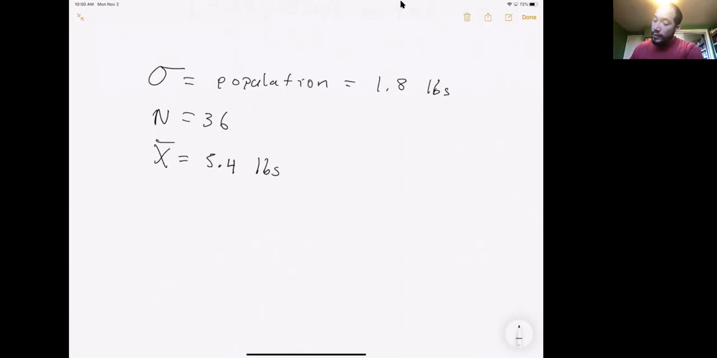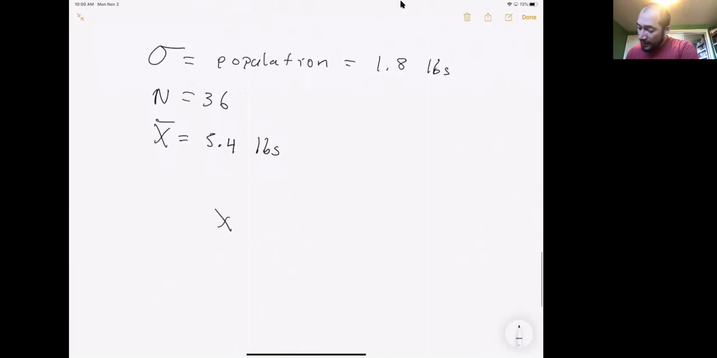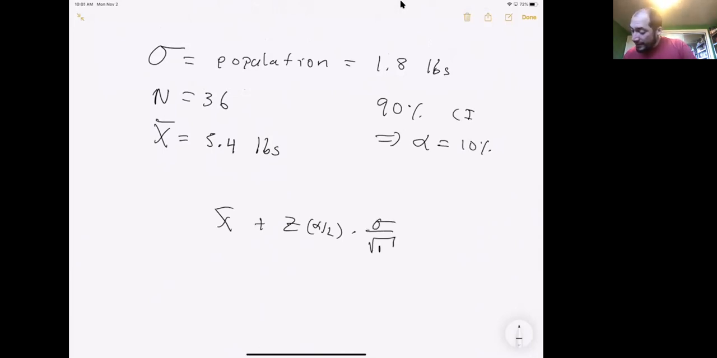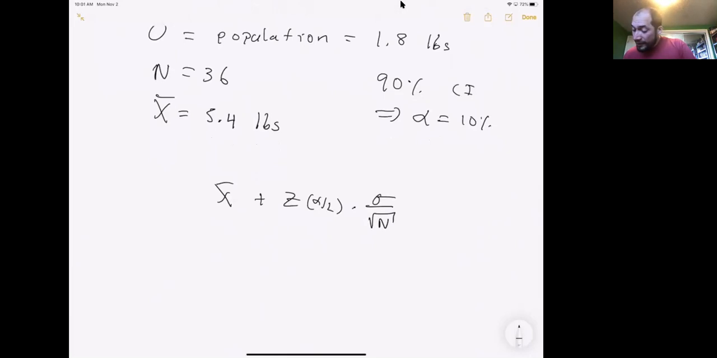Okay, so what we have to do here is calculate x bar plus or minus z of alpha over 2. And by the way, we want a 90% confidence interval, so that tells us that alpha is 10%. We're going to take this z of alpha over 2 times sigma over root n. So we know a lot of this. That's 5.4, plus or minus this z of alpha over 2, and this comes from a calculator.